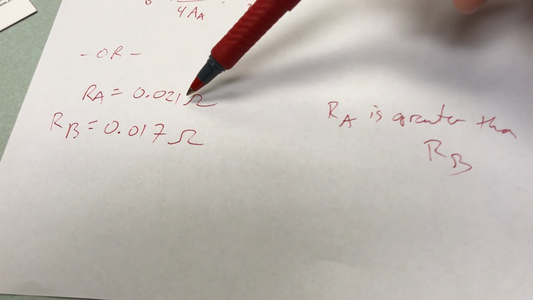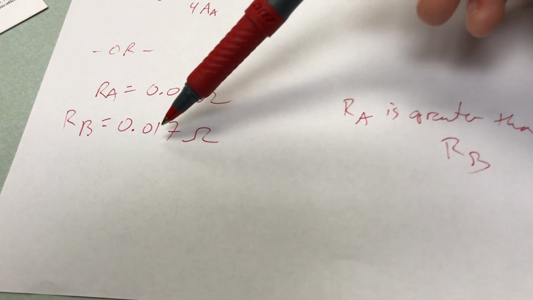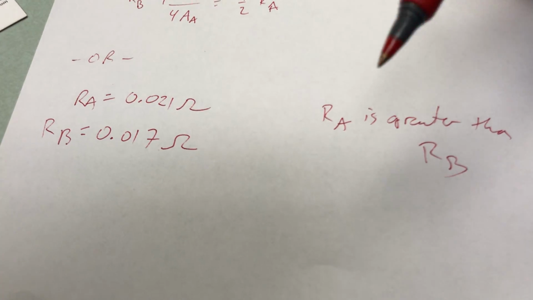Or this is the way most people did it. Calculate the resistance for one, 0.021 ohms. Calculate the other one, 0.017. And then you'd say, oh, that one's greater. Either way is fine.